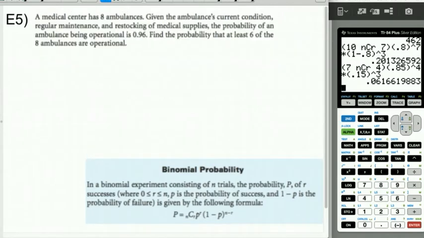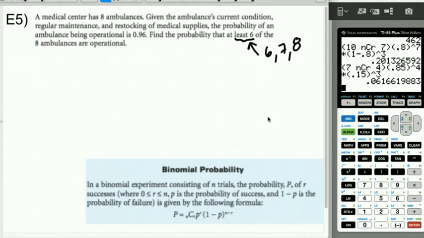All right. So example 5, a medical center has 8 ambulances. Given the ambulance's current condition, regular maintenance, and restocking of medical supplies, the probability that an ambulance is operational is 0.96, right? So 96%. Find the probability that at least 6 of 8 ambulances are operational. So at least 6 is tricky. So at least 6 actually means 6, 7, or 8, right?